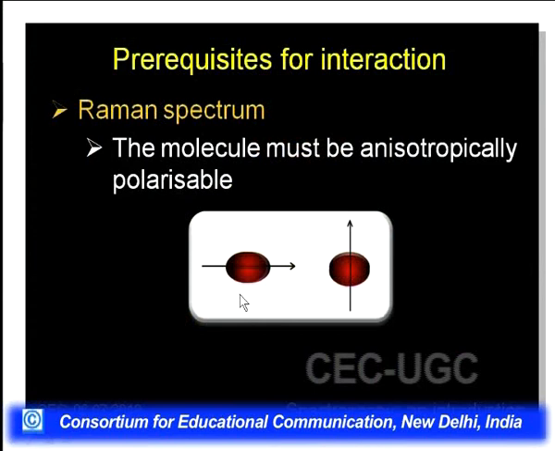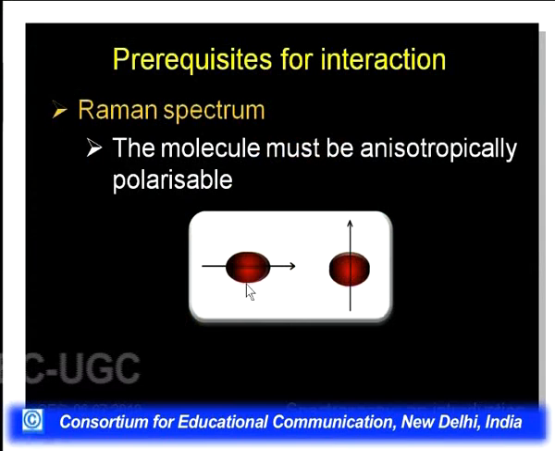Let's move further and take up, say, the Raman spectrum. For a Raman spectrum to be observed, the prerequisite is that the molecule must be anisotropically polarizable. What does it mean? Anisotropically means different in different directions. Polarizability, you understand. So for a molecule to show a Raman spectrum, the molecule must have different polarizability in different directions. And this is a hydrogen molecule I'm showing here.